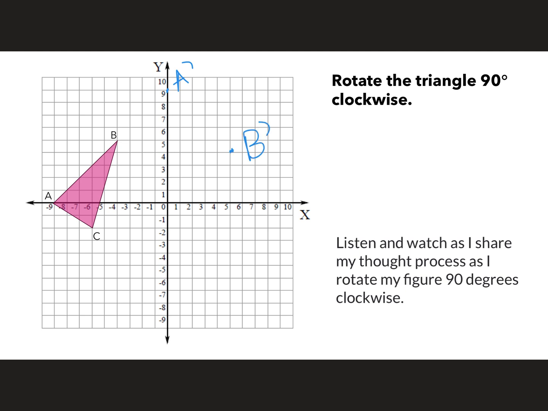And then finally, C is at 6, 2. Again, I know it's -6, -2, but I'm just doing 6, 2 in my head. Flip it, 2, 6. I know it's going in quadrant 2, so I'm going to find where X is 2 and Y is 6 in quadrant 2. Now all I have to do is connect my dots. There you go. I rotated it 90 degrees clockwise.